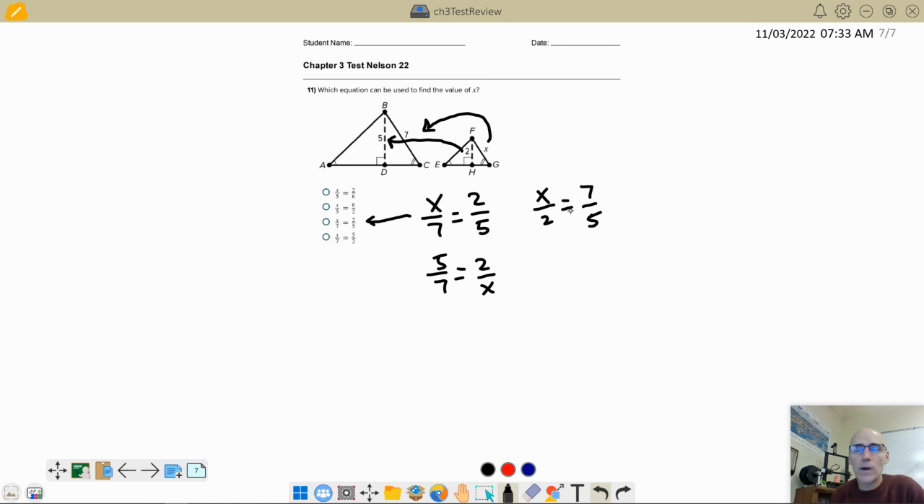What allows me to do that? Why can I switch them? Well, I'm still taking 2 times 7, and I'm getting 14, and I'm taking 5 times x, and I'm getting 5x. That's exactly what I'd be doing right here. 5x, 14, right? I divide by 5, and it goes into there 2.4 times.